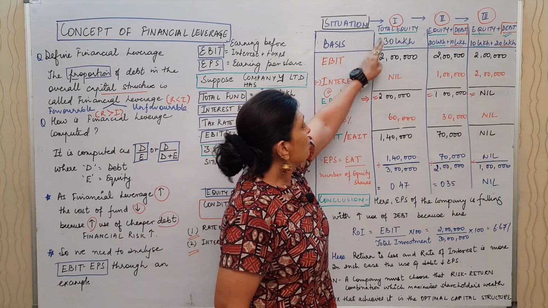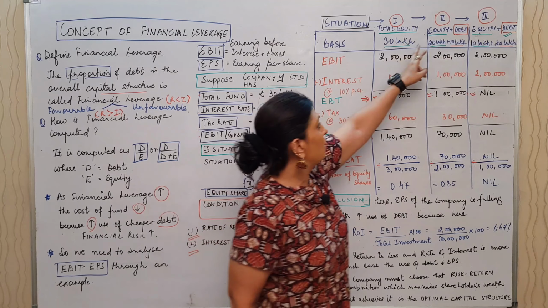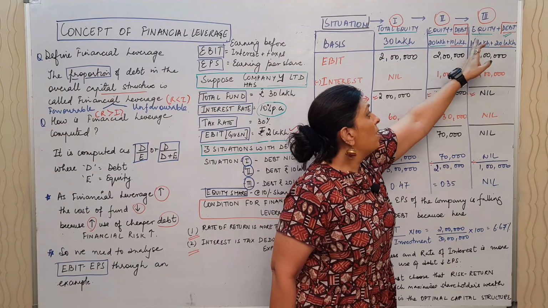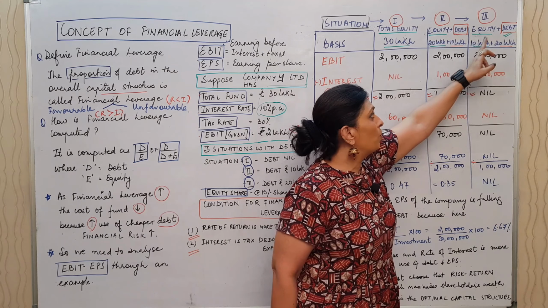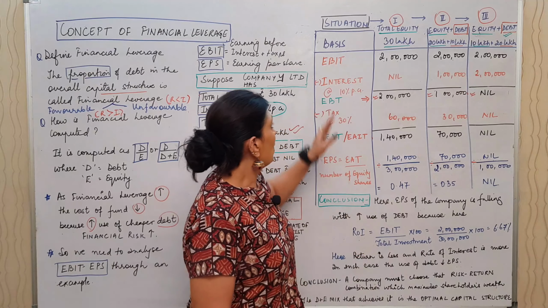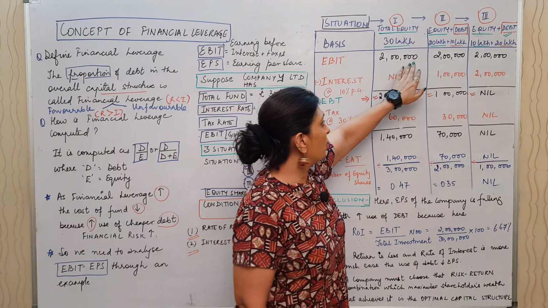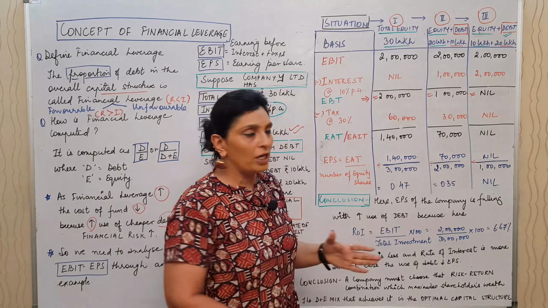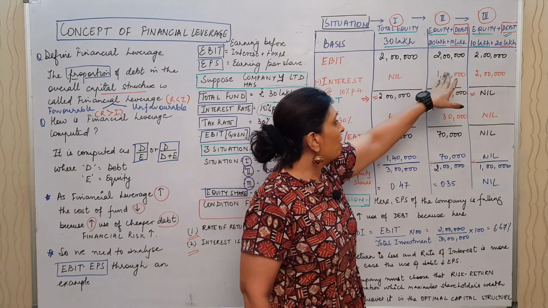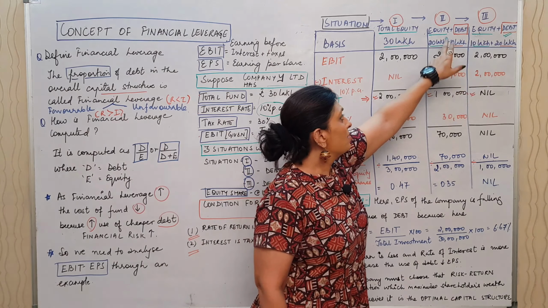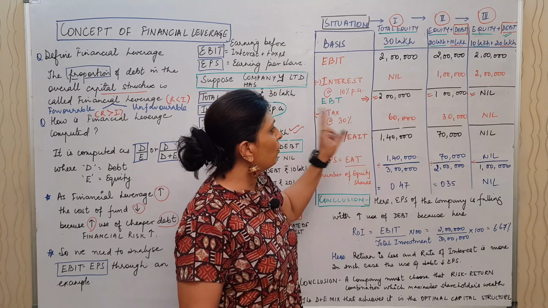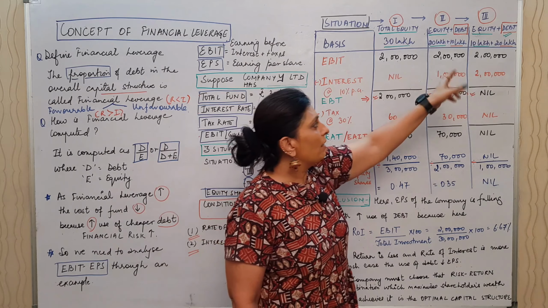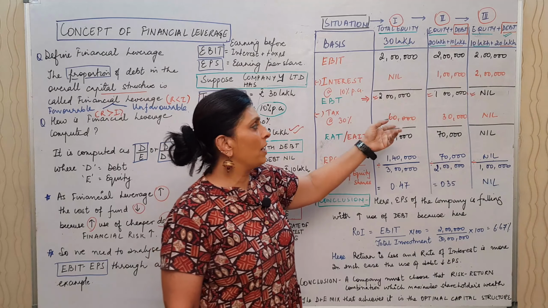Now situations 1, 2 and 3. Here 30 lakh, here 20 plus 10, that is 20 is equity, 10 is debt. Here 10 plus 20, here 10 is equity and 20 is debt. Then earning before interest and taxes in all the three cases is 2 lakh. Interest is nil in the first case because on equity we don't pay any interest. When we talk about the second situation where debt is 10 lakh at the rate of 10%, we pay 1 lakh as interest. Then in the third case where debt is 20 lakh at 10%, we pay 2 lakh as interest.